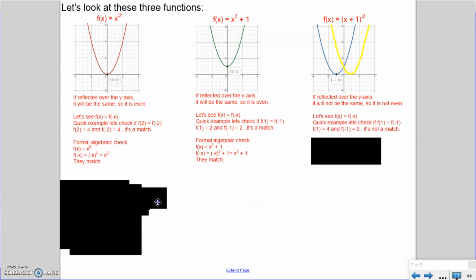Alright, here's the quick check. Let's look at f of 1 and compare it to f of negative 1. F of 1 for the original blue graph, if I go 1, it gives the value 4. If I go f of negative 1, it gives the y value of 0. So they're not the same.